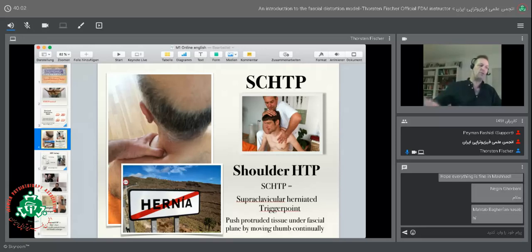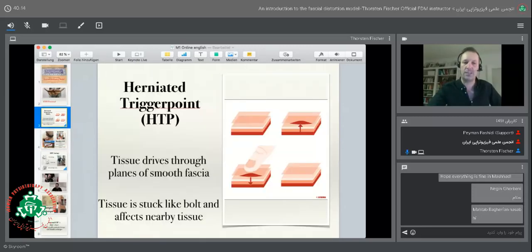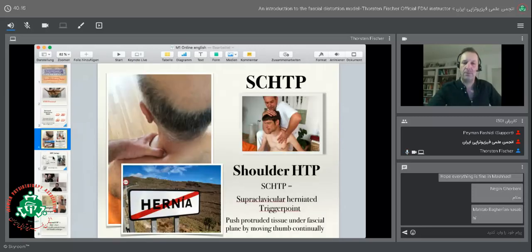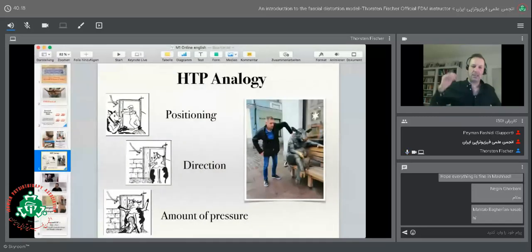Sometimes some patients are too nervous or too tense, or it's hard to treat in the sitting position. Then you have to choose the lying position. Yeah, this is also okay, but mostly I do the sitting position. HTP stands for herniated trigger point, as you see right here. So always think of the three factors of treatment: positioning, direction, always move the thumb, and amount of pressure. This is not so important.